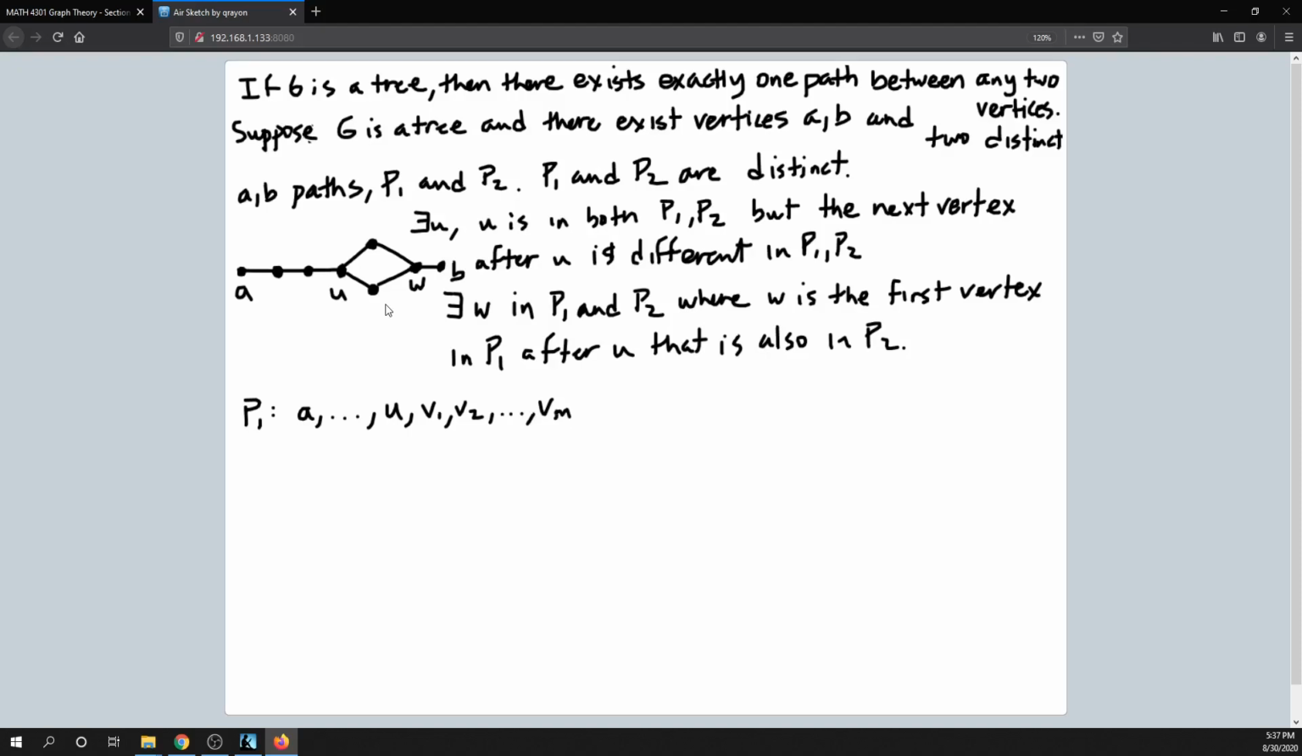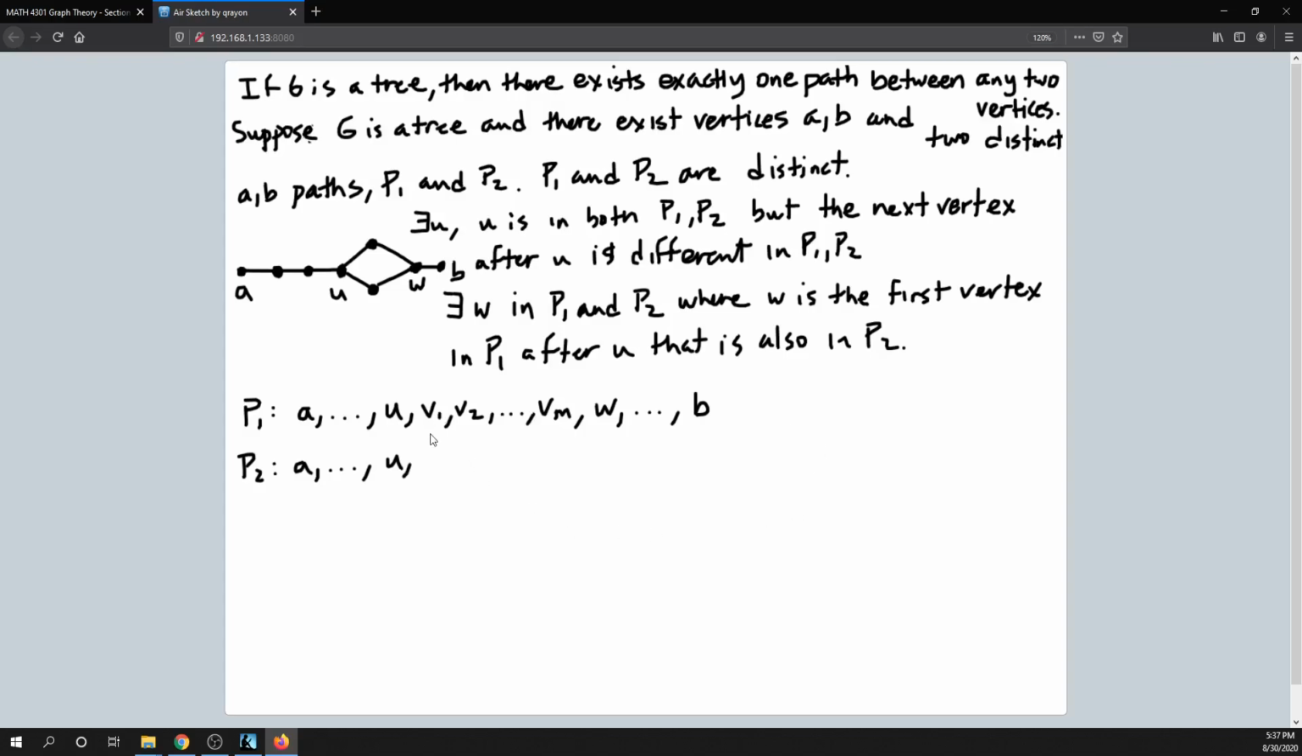All of these are in P1. And then comes that vertex W. Remember that vertex W is the first vertex after U that's also in the path P2, okay? And then after W, it's going to continue on and eventually wind up at B, okay? All right, and then P2 starts at A, it goes along, and shares these possibly in common with P1.